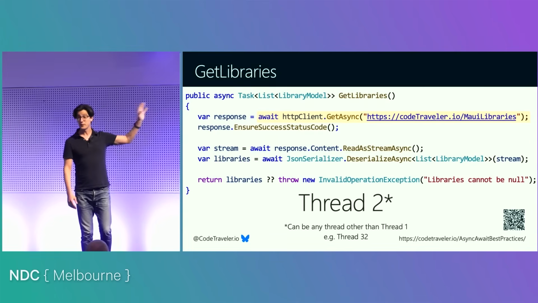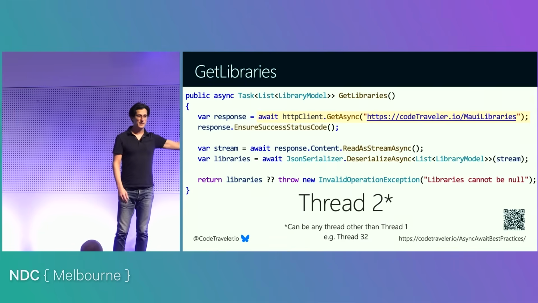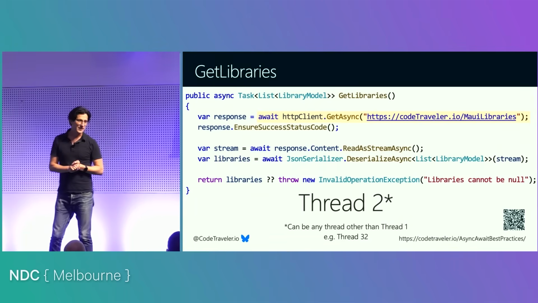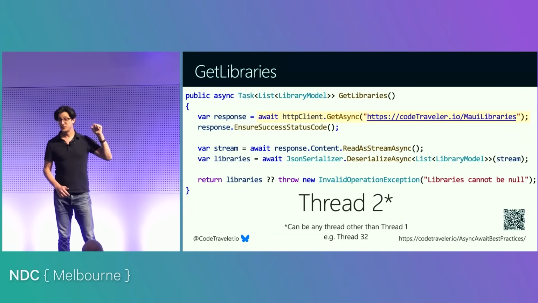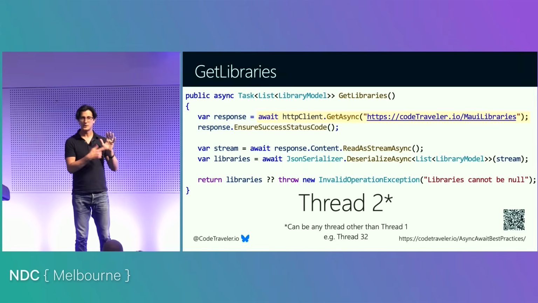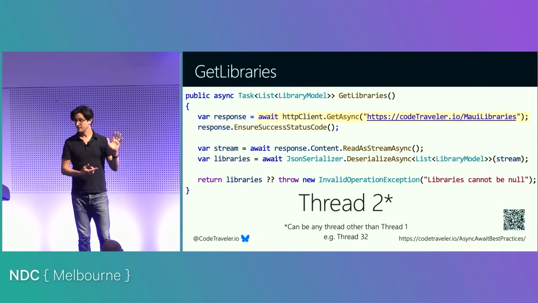And this is really, really good, because we don't want thread 1 to be making any API calls, because thread 1's a very, very special thread in .NET. It's also known as the main thread. It's also known as the UI thread. Thread 1 is the only thread that can interact with the user. And it's also the only thread that can draw the UI on the screen.